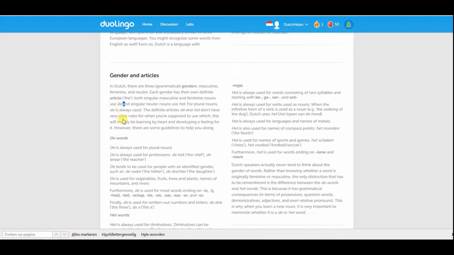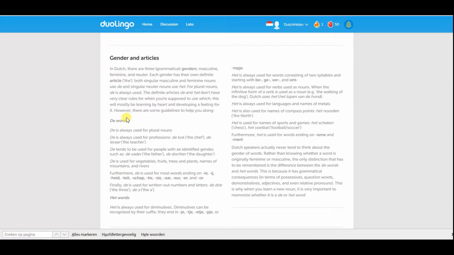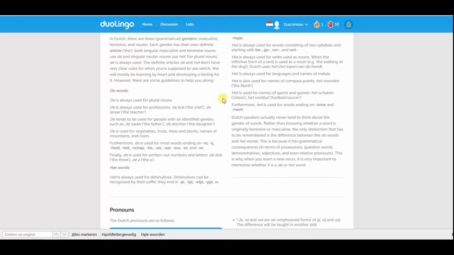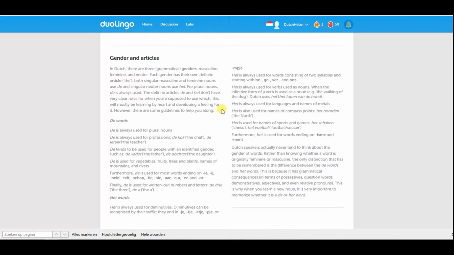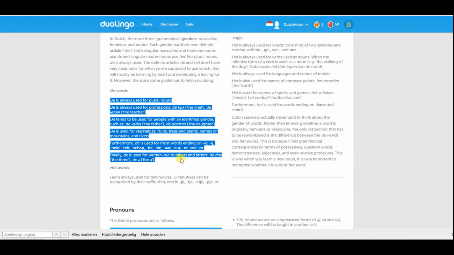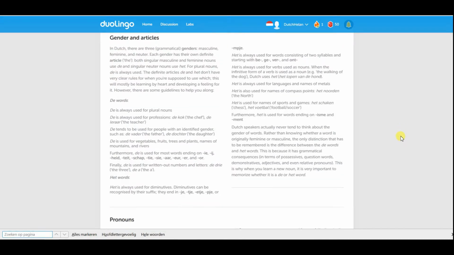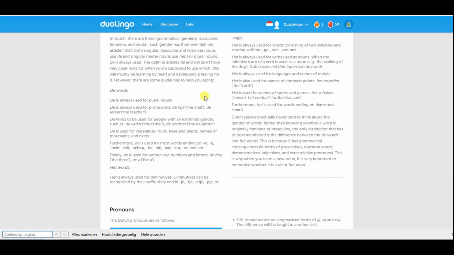And I used to think that there were no rules to this whatsoever, like you just had to memorize it. For the most part, that's true. There's no real way to know which one is which. But as you can see here, they do have a couple of tips with words that always start with de or het. Okay, so we'll look at some of those tips.